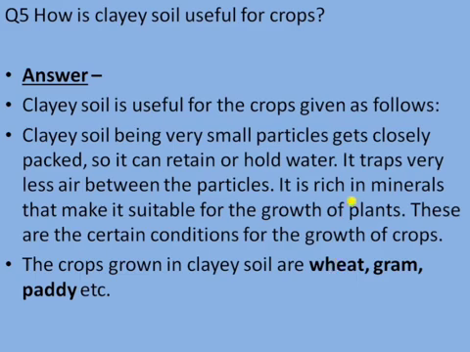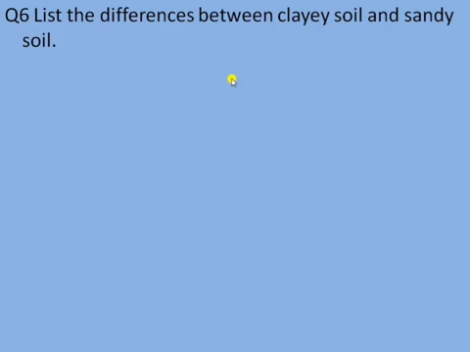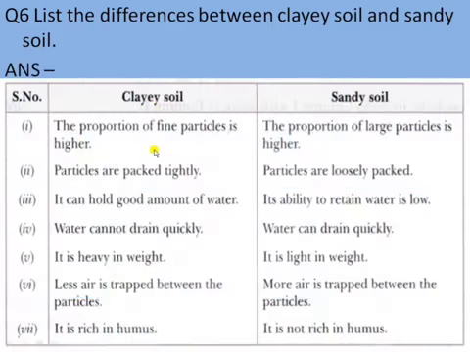So next is moving on to the sixth question. List the differences between the clay soil and the sandy soil. This is the list of the differences between the clay and the sandy soil. In clay soil, the proportion of the fine particles is higher. In sandy soil, the proportion of the large particles is higher. In clay soil the particles are tightly packed, but in sandy soil, particles are loosely packed.